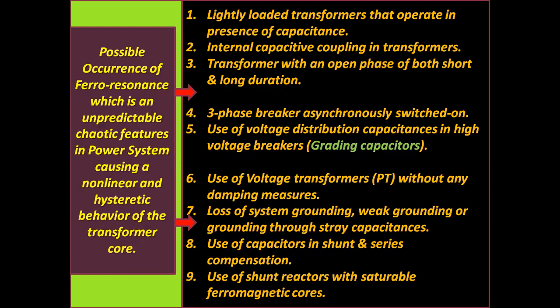Number six, use of voltage transformers, that is PT, without any damping measures. Number seven, loss of system grounding, weak grounding, or grounding through stray capacitances. Number eight, use of capacitors in shunt and series compensation. Number nine, use of shunt reactors with saturable ferromagnetic cores.